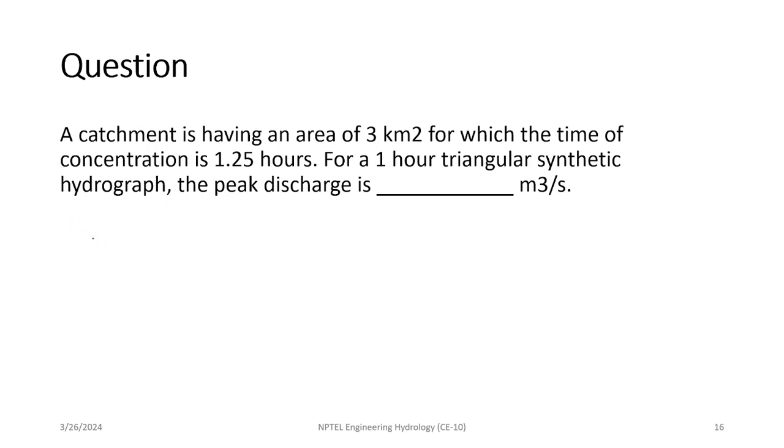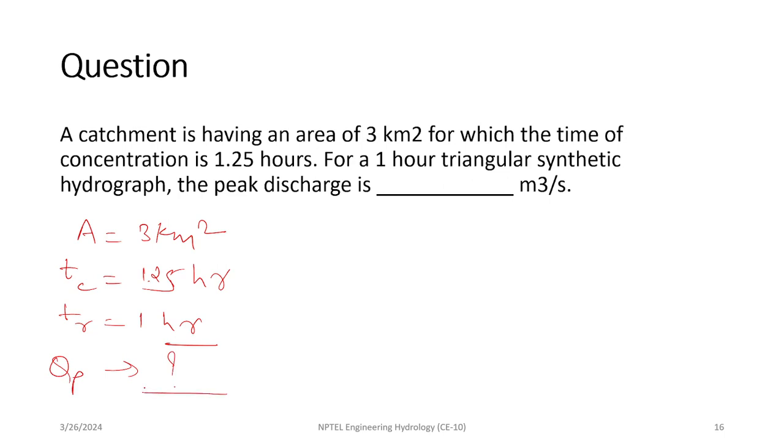So here the input parameters are the same. We have the area, that is 3 square kilometers. Then TC is again given as 1.25 hours. Then we have a 1 hour triangular synthetic hydrograph. So TR is given here as 1 hour. Now we want to compute the peak discharge, that is QP.